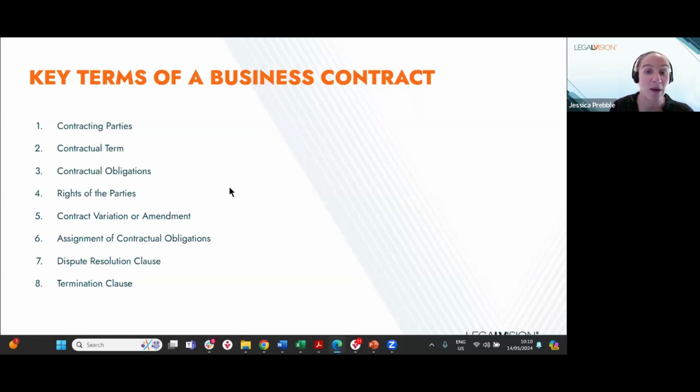Now, another term that we would always recommend to our clients is a dispute resolution clause. Throughout a contract term, it unfortunately is not uncommon for issues to occur between the parties, and it is therefore best practice to outline how a dispute would be resolved if it should arise, how to maintain the business relations if it does arise, and how to avoid court proceedings.